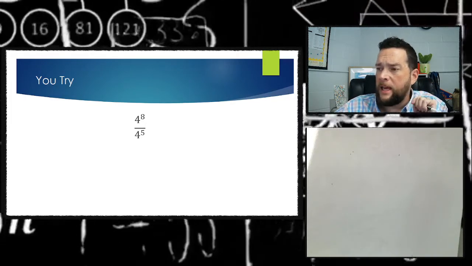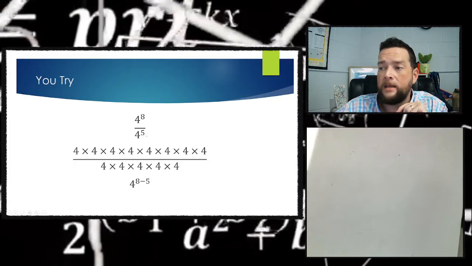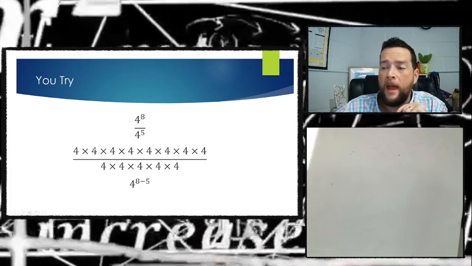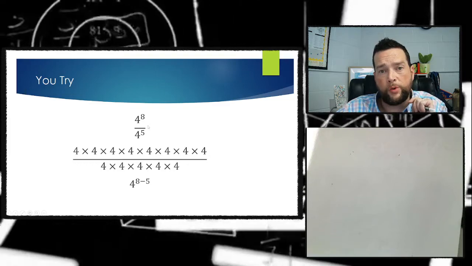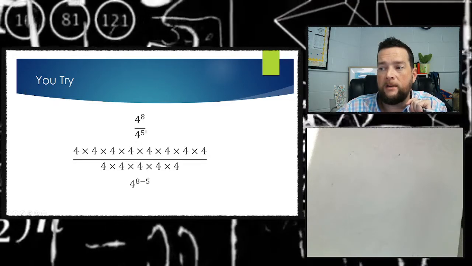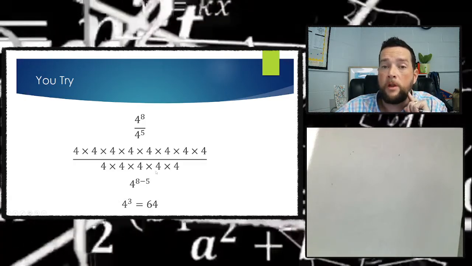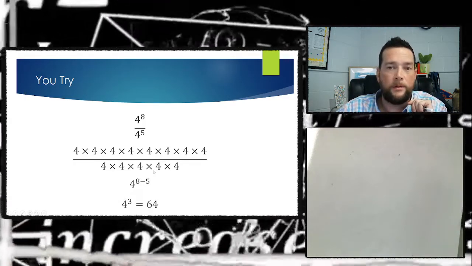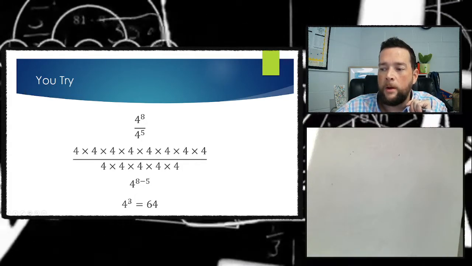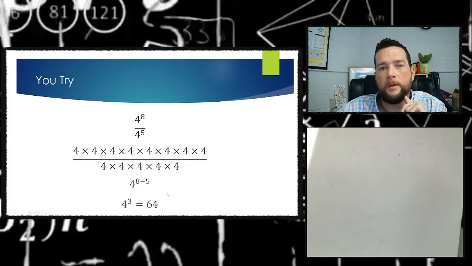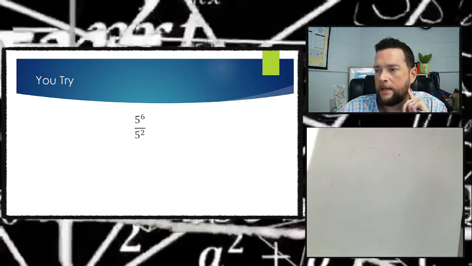All right, in this case right here, I could do this one of two ways. Either I could write the expression out in expanded form and cancel out my 4s, or I could apply the quotient of powers rule, which is 4 to the power of 8 divided by 4 to the power of 5 is 4 to the power of 8 minus 5, which is 4 to the power of 3, which is 64. Notice the 8 minus the 5 gives us 3, and then we apply 4 to the power of 3, we get 64. All right, try this one. Pause the video, try it, see if you understand it.